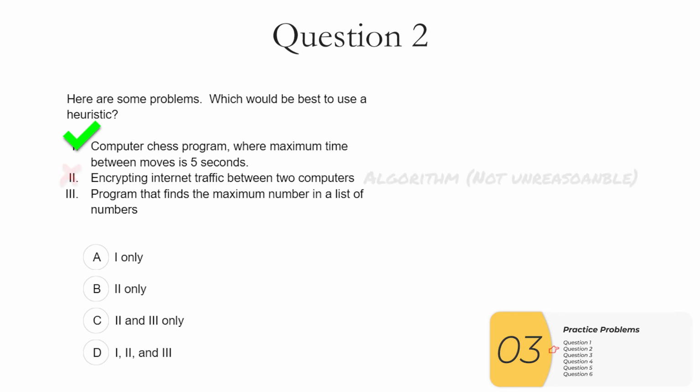No, this is not. It's not an unreasonable algorithm. It's a straightforward algorithm to encrypt internet traffic. So this is not the answer. 3, a program that finds the maximum number in a list of numbers. Many of you probably programmed this already as part of your coursework. And if you did, you know that this is a pretty straightforward and fast algorithm. You do not need a heuristic. So the answer here is A, 1 only.